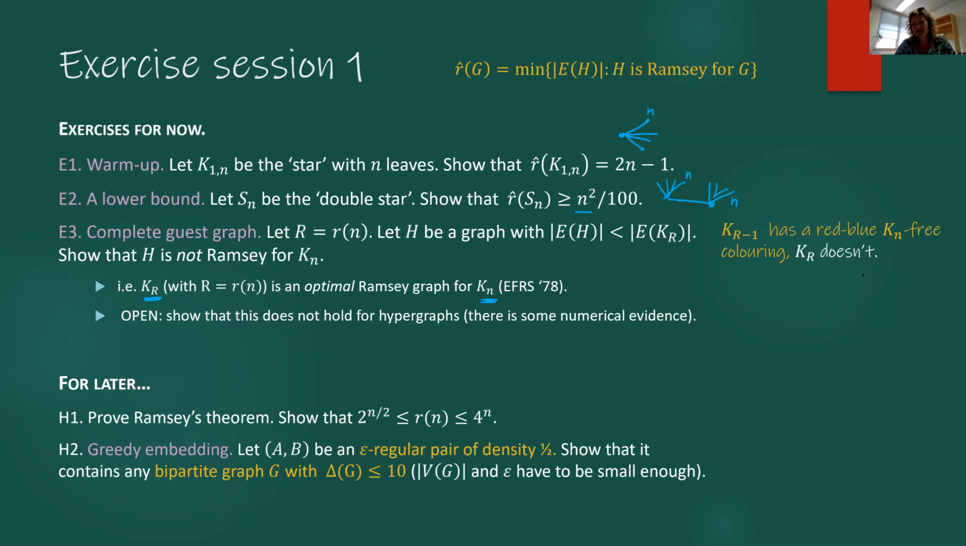And here I spelled out for you the definition of this R, so you don't have to look up the definition of Ramsey number. The property you need is that the clique on R-1 vertices has a red-blue coloring avoiding a monochromatic Kn. Also, Kr doesn't by definition, but that part you don't need. So don't worry about this. Okay, so those are the exercises.